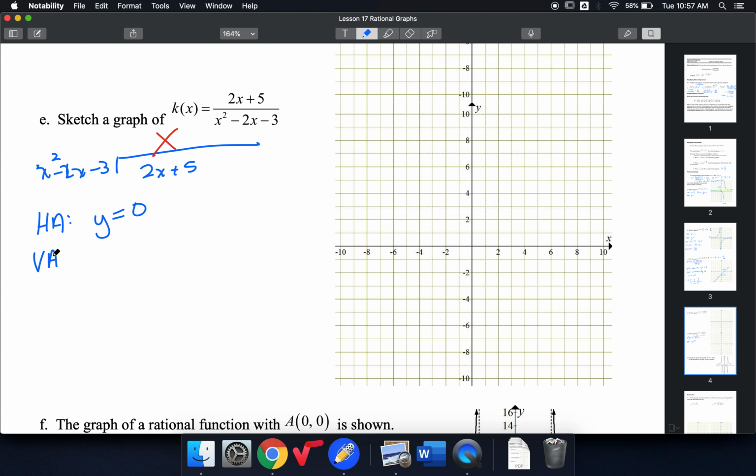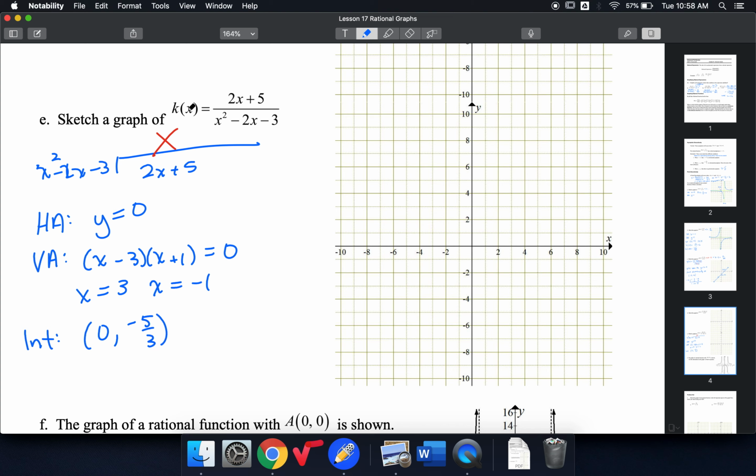My vertical asymptotes are going to happen when my denominator is equal to 0. So that's going to factor into x minus 3, x plus 1. So when that's equal to 0, that's x equals 3 or x equals negative 1. So those are my two vertical asymptotes. Now I'm going to think about intercepts. If x is 0, then my y value is going to be 5 over negative 3, so negative 5/3. To make this equation equal to 0, I look at the numerator. So negative 5 over 2, comma 0 gives me my x-intercept.